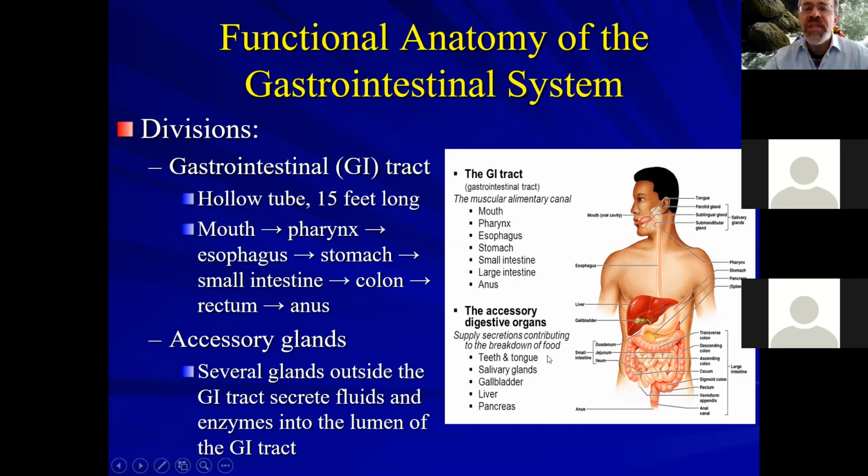And they even throw in the teeth and the tongue, which is interesting because they are in the oral cavity, but again, they have other contributing factors such as mechanical breakdown of food. So we have the digestive or the GI tract and the accessory glands.